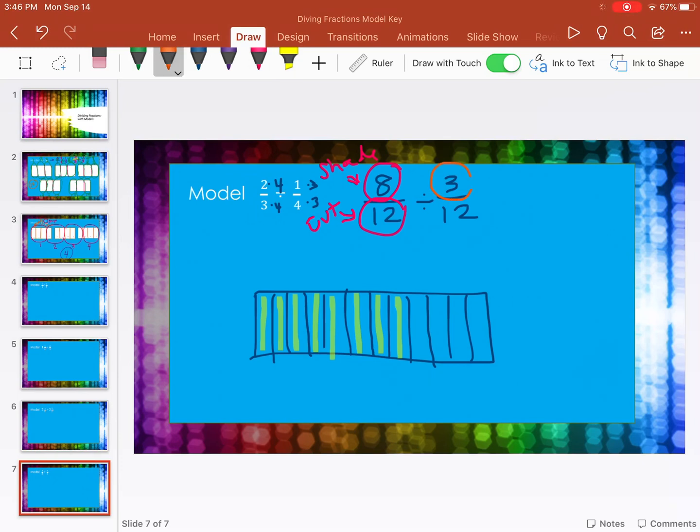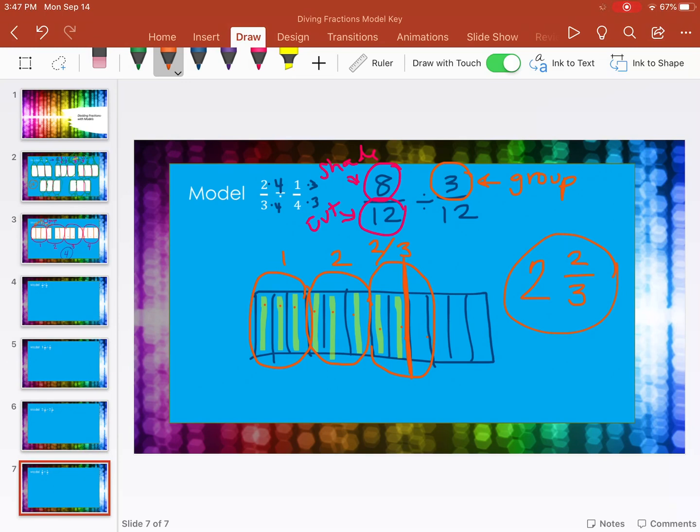And then finally, this top of my second number, that is what I group by. So every 3 pieces. So 1, 2, 3, there's a group. 1, 2, 3, there's a group. 1, 2, 3, there's a group, but I don't have the whole group. Okay, so let's think about the fraction. How many do I have? I have 2. How many did I need? I was grouping it by 3, so I needed 3. So I had 2 whole groups and 2/3 of a group. So 8/12 divided by 3/12 equals 2 2/3.